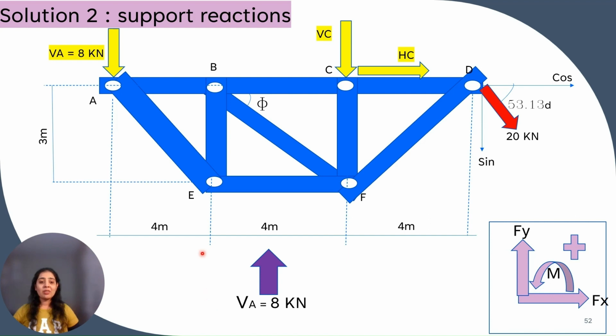So let's show that in the diagram. Assume the direction is correct. VA is 8 kilonewton.